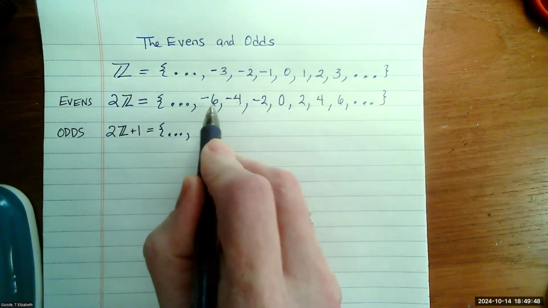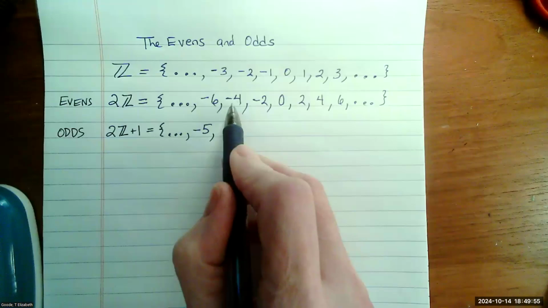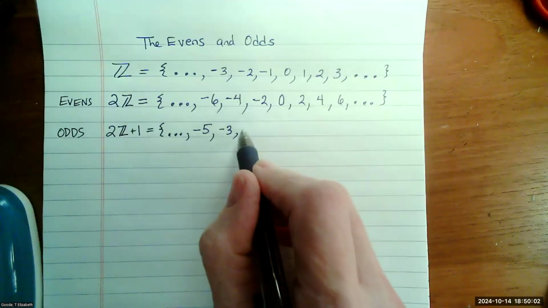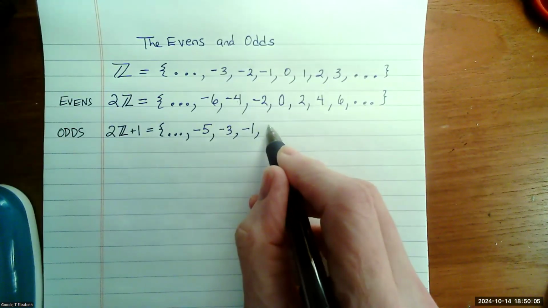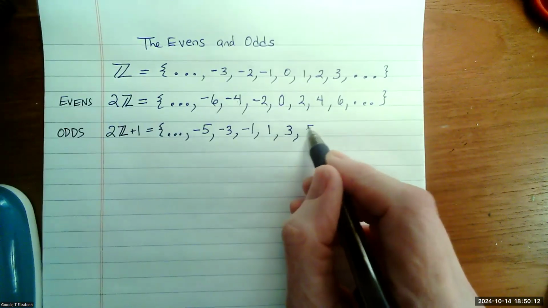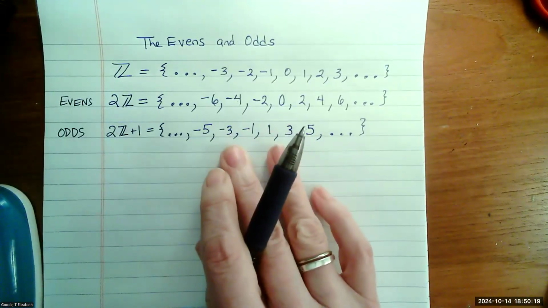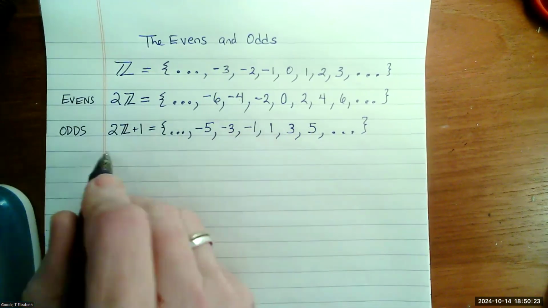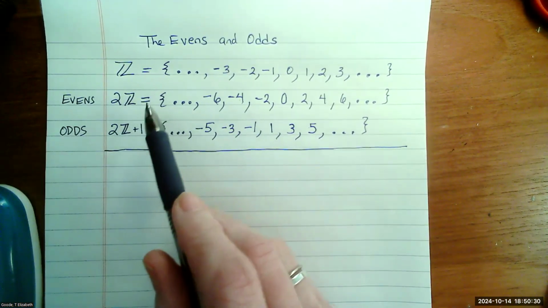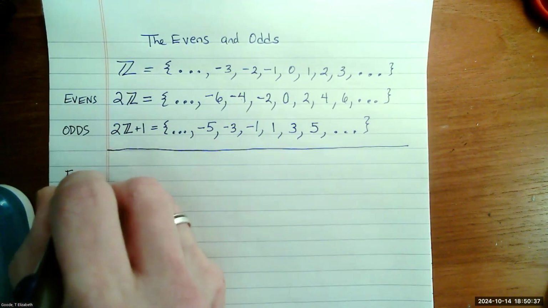When we add 1 to -6, what do we get, folks? -5. That's right. And what happens when we take -4 plus 1? -3. Good. Keep going. -2 plus 1. -1. 0 plus 1. 1. And good. 2 plus 1. 3. 4 plus 1. 5. Yes. And, I mean, we could go ahead and put 7, but I think we see enough to see the point. These are the odds. You see what I mean? So this notation actually does make sense. So from now on, 2Z is another name for the evens, and 2Z plus 1 is another name for the odds.